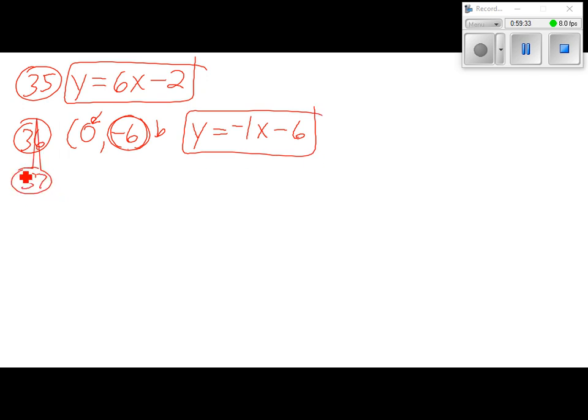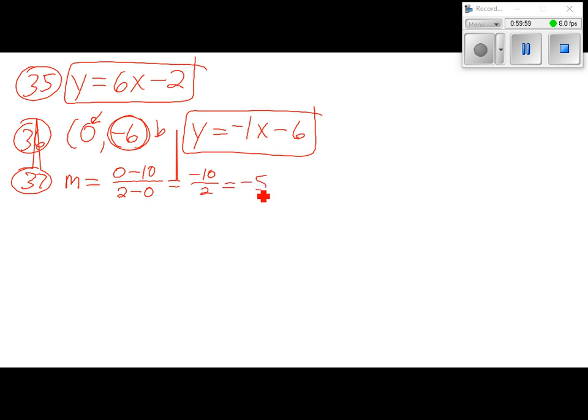Problem 37, they give us 2 points, (2, 0) and (0, 10). Well, the first thing we have to do is find the slope. Our y's are 0 and 10, so 0 minus 10. Our x's are 2 and 0, so 2 minus 0 on bottom. That's negative 10 on top, 2 on bottom. That reduces down to just negative 5, so that's our slope.